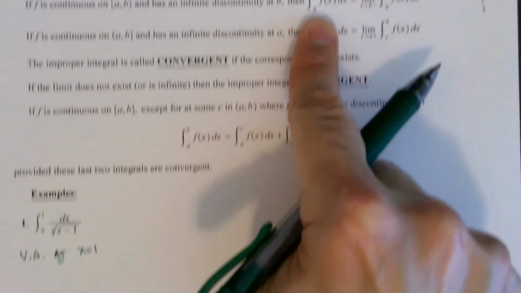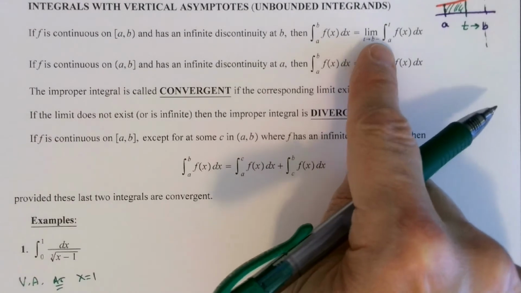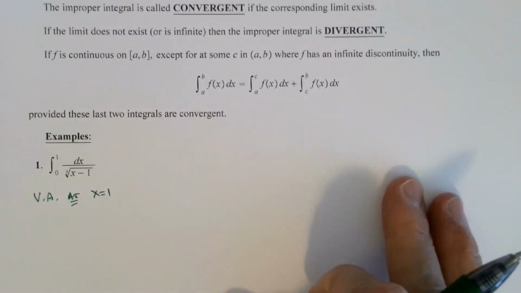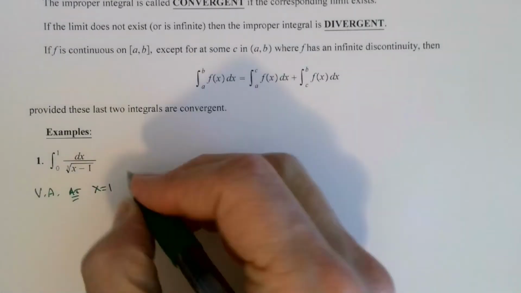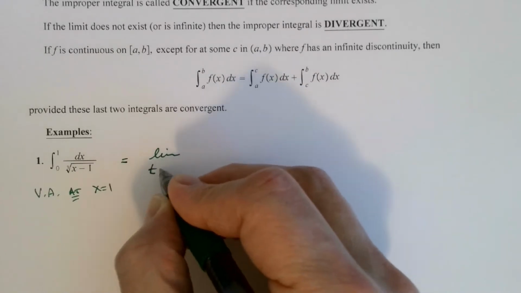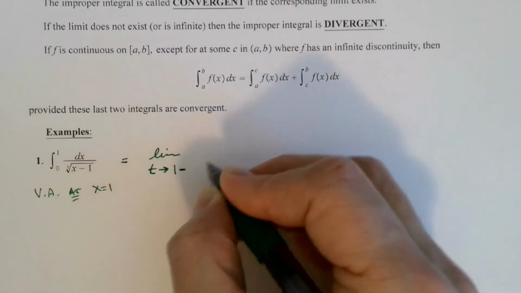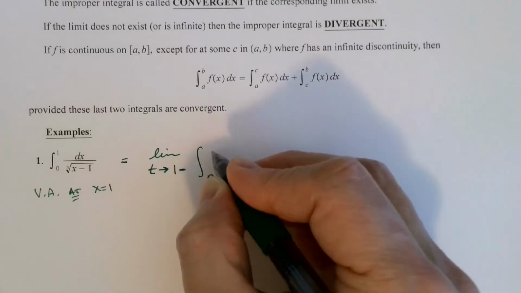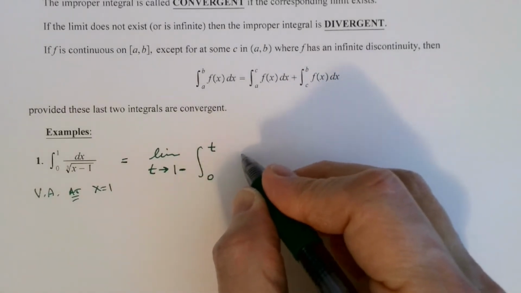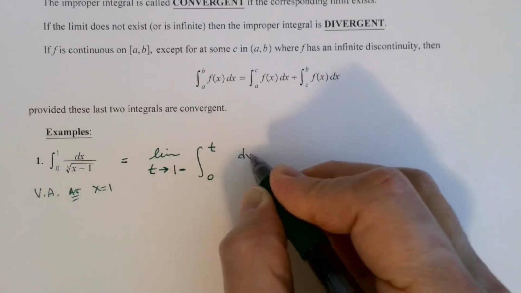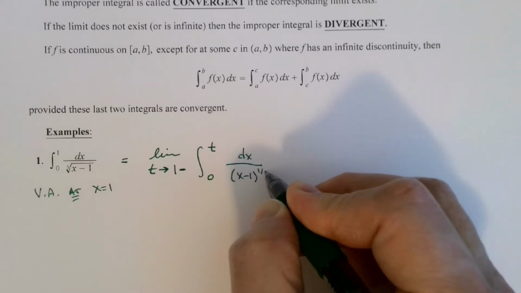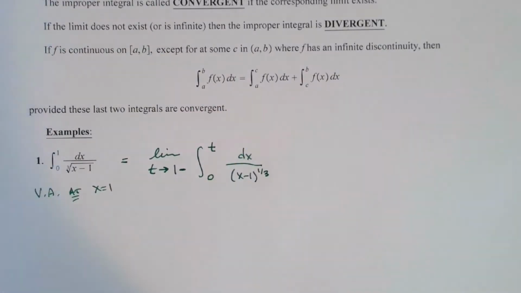So in the upper limit case, what do we do? We're going to take the limit as t approaches, in this case, 1 from the negative side. And let's write this as x minus 1 to the 1/3 power.